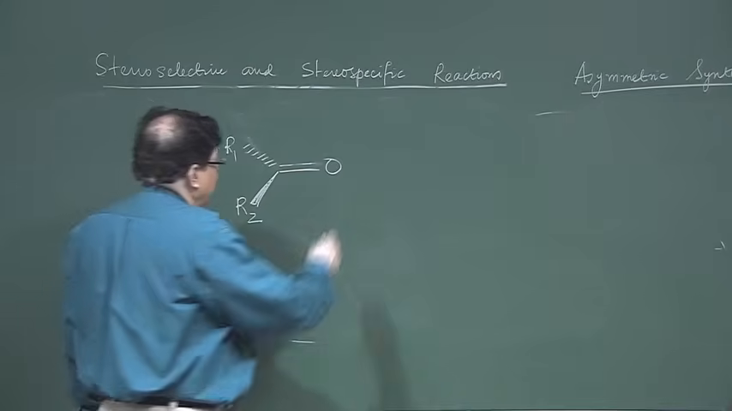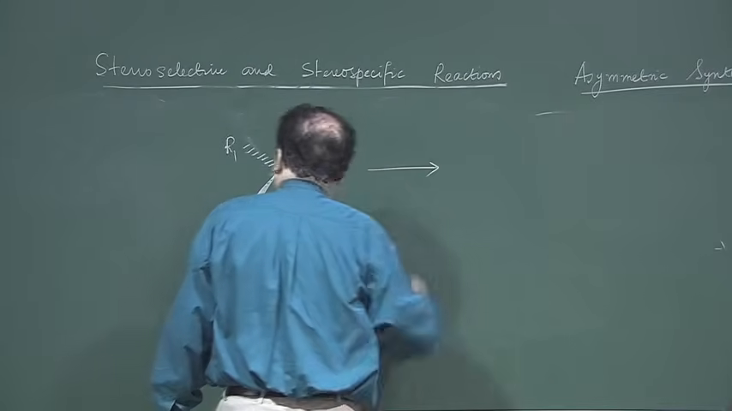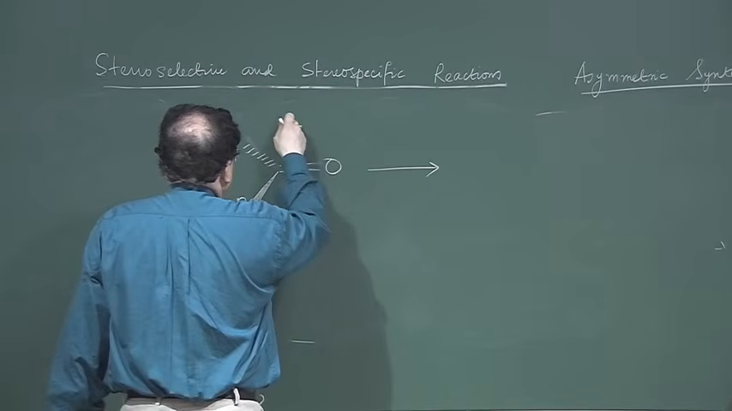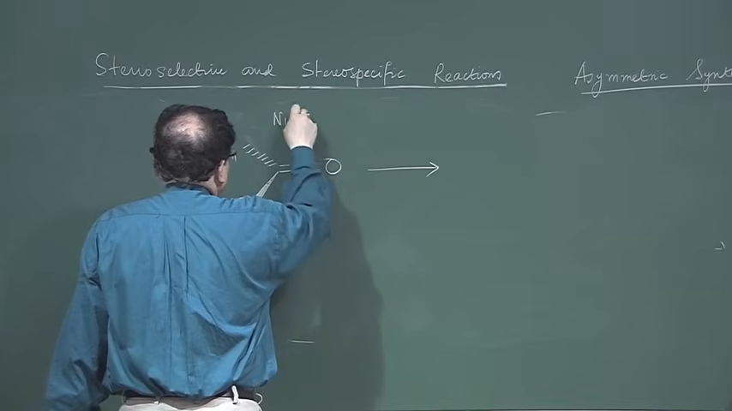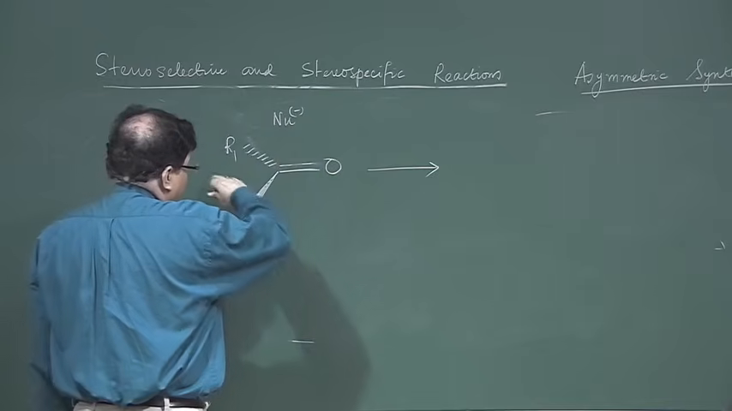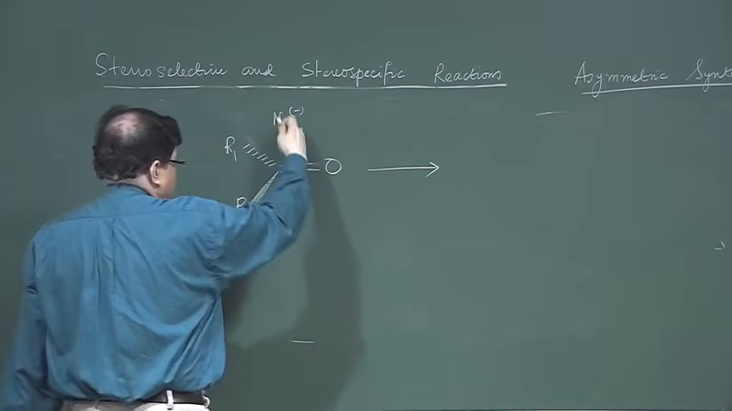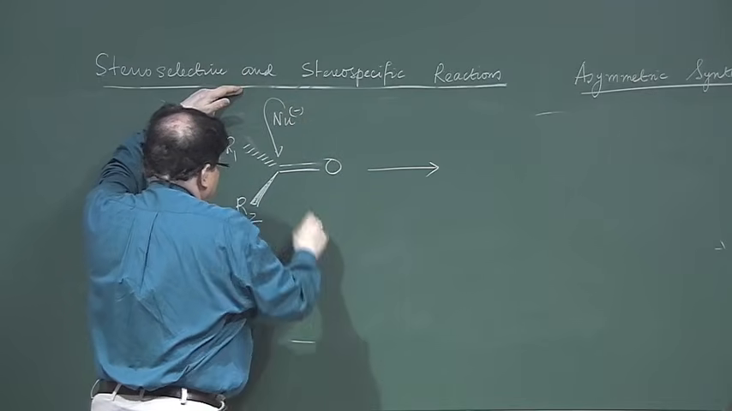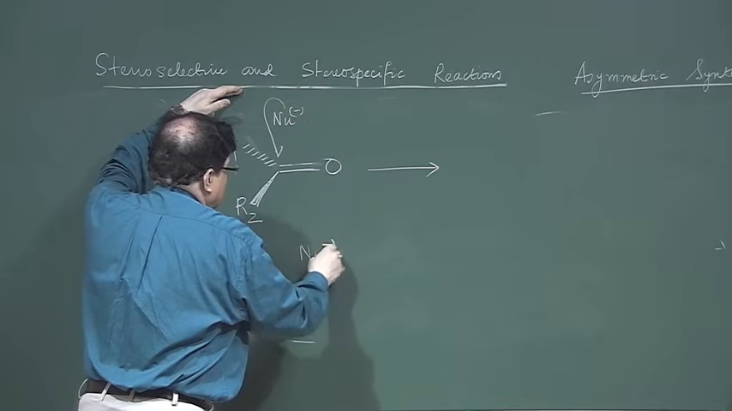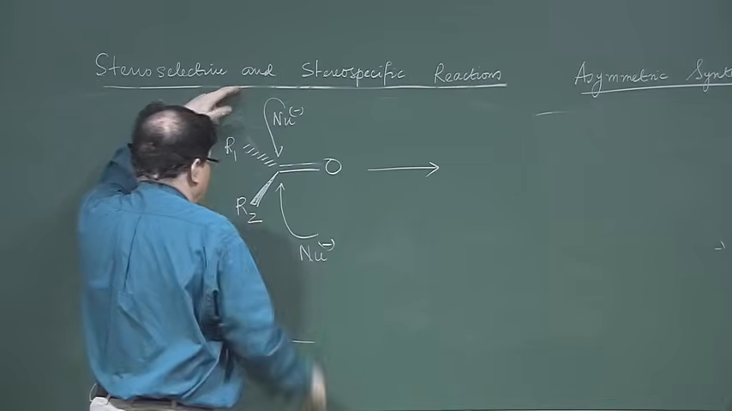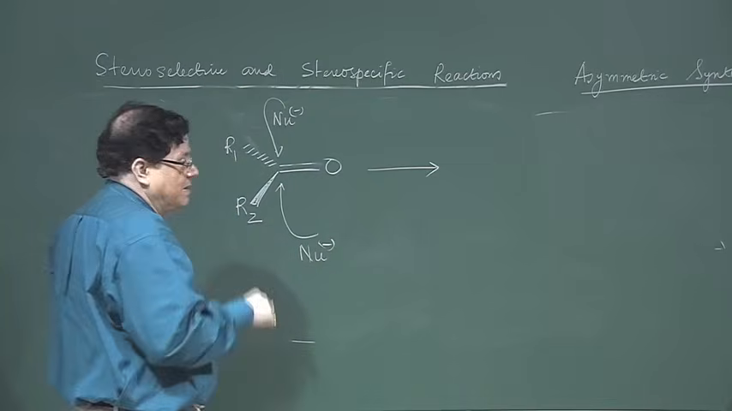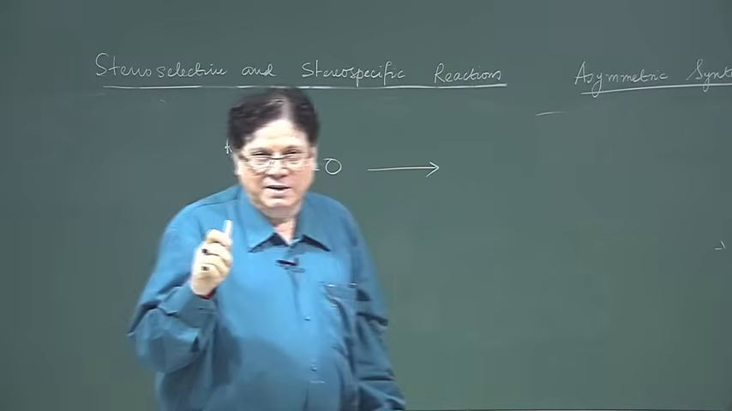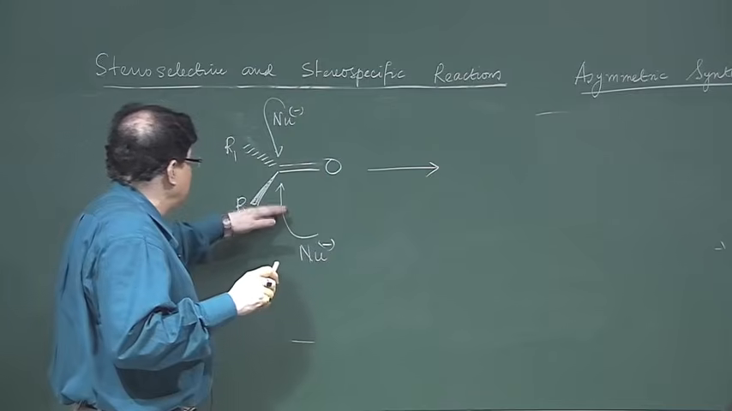Now, what happens? I know that carbonyls are susceptible to nucleophilic addition. So, suppose I add a nucleophile. Now, whenever I place the carbonyl, you have two faces of the carbonyl. The nucleophile can approach from this side or the nucleophile can approach from this side. Now, what are these sides? How do you define these sides? We have seen the Re and the Si face.